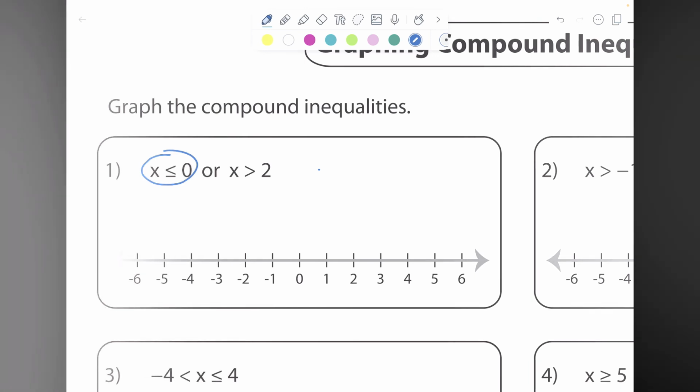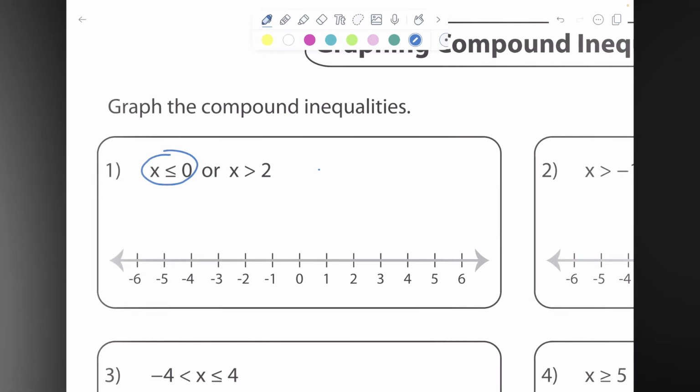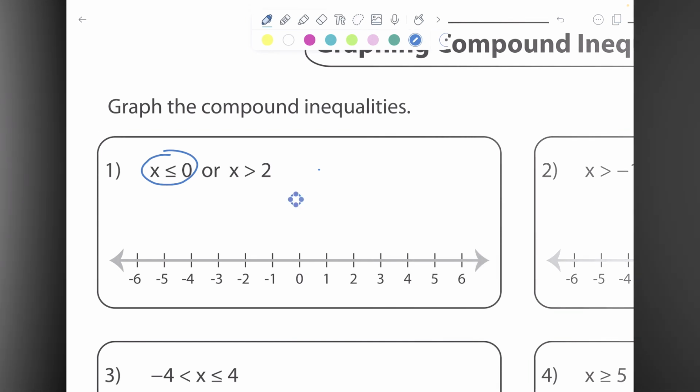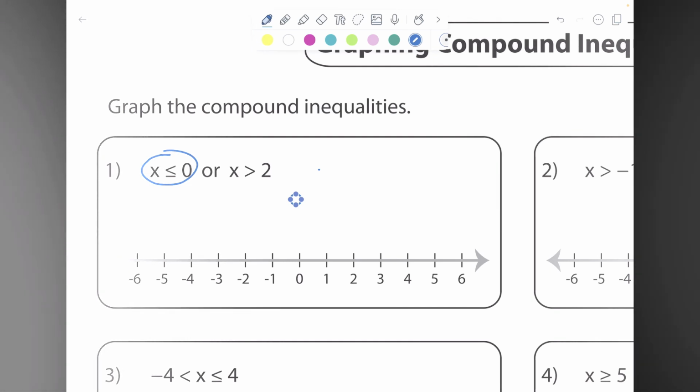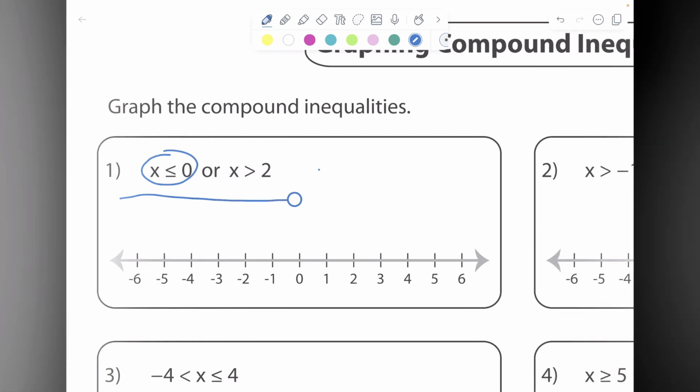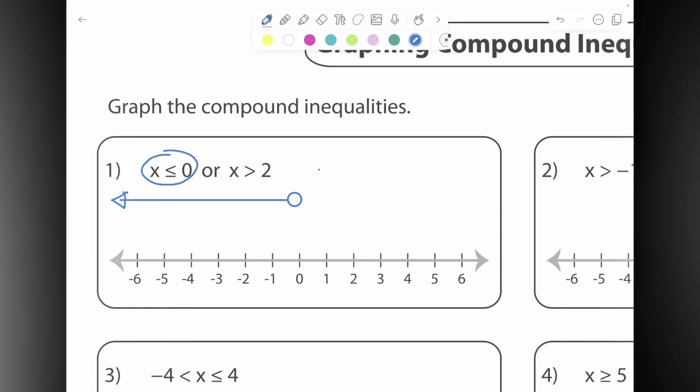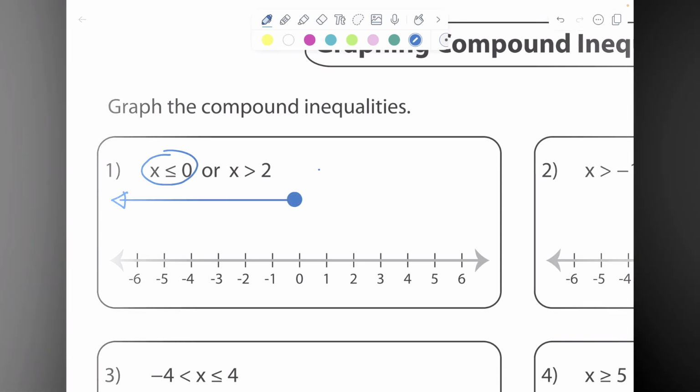X is less than or equal to 0. Well, on this graph, I've got 0 at about right here. And then I'm going to draw less than or equal to. Then we're going to go this way. Now the equal to part means I need to fill in this space here, and there you go. It's been filled in.